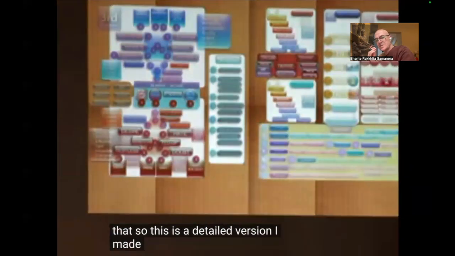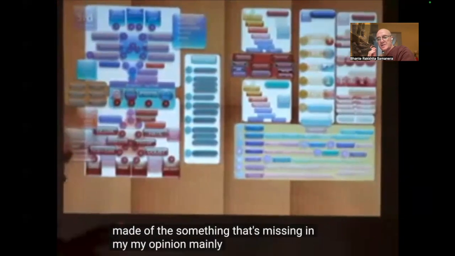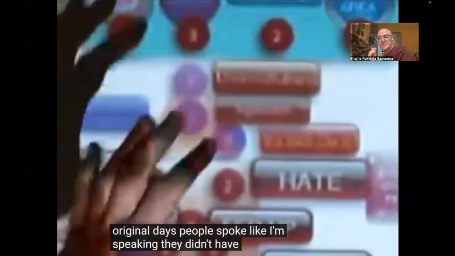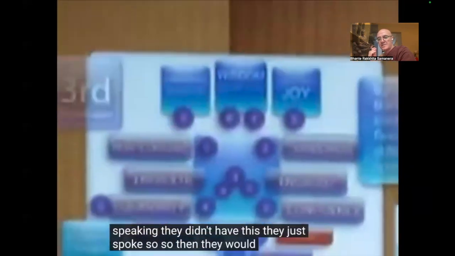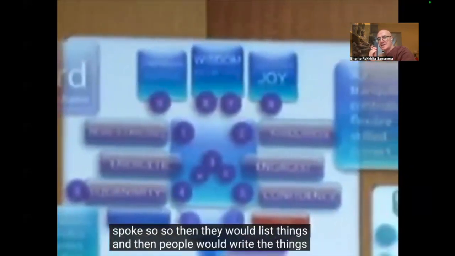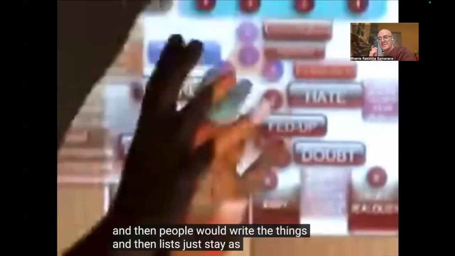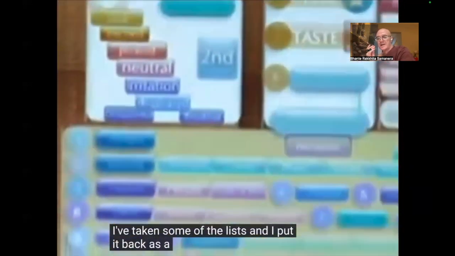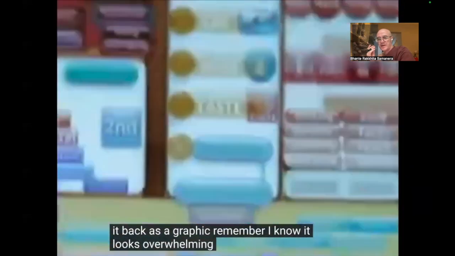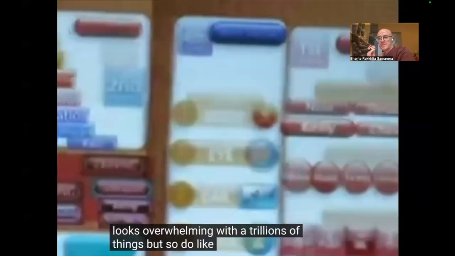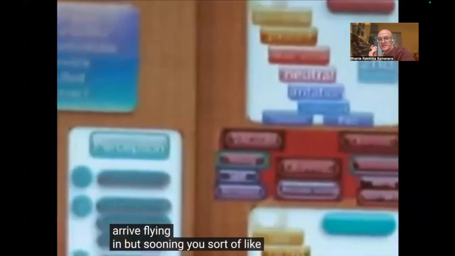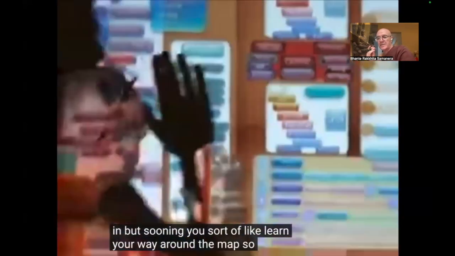This is a detailed version I made of something that's missing, in my opinion, mainly because in the original days people spoke like I'm speaking. They didn't have this. They would list things, and then people would write the things down, and the lists just stayed as lists. So I've taken some of the lists and put them back as a graphic. I know it looks overwhelming with trillions of things, but so does Manila when you're first flying in. Soon you learn your way around the map.